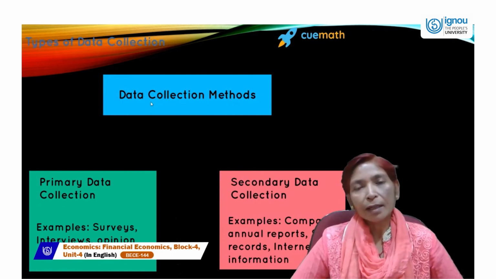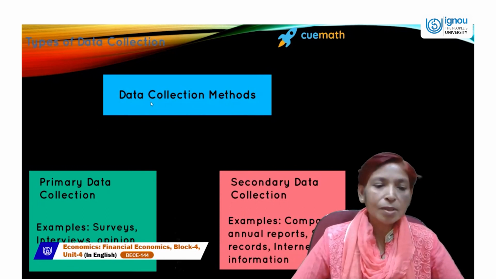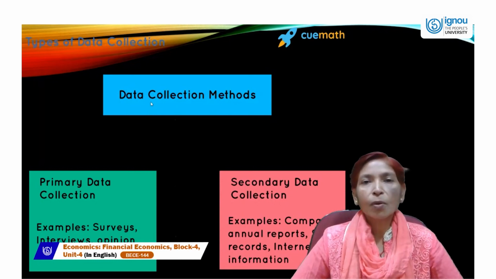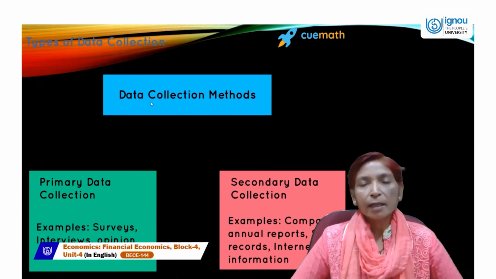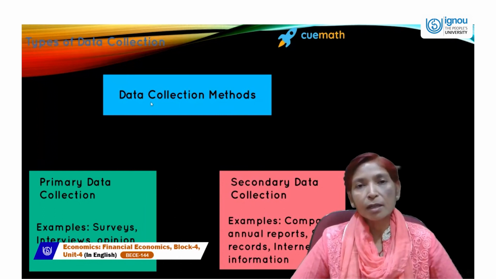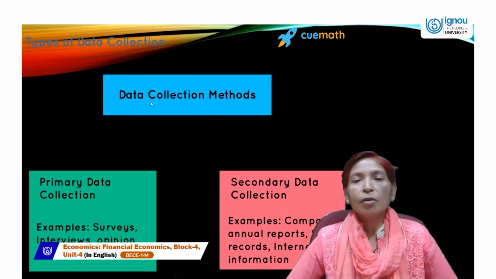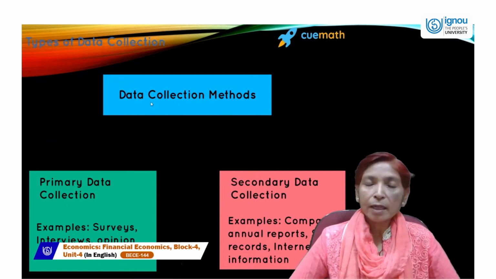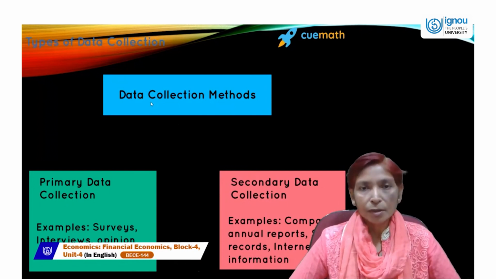So there are two types of data collection method: one is primary and the other is secondary. In primary we include surveys, interviews, opinion polls, questionnaires, etc. And in secondary we include reports of the RBI or RBI bulletin, company annual reports, sales records, internet information, World Bank data, IMF data. Some data we can't collect ourselves, which is collected by foreign institutions or international organizations like WHO, World Bank, IMF. These data are generally called primary data, whether published or not.